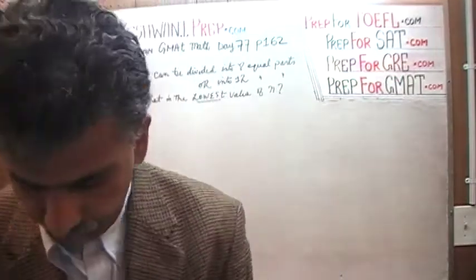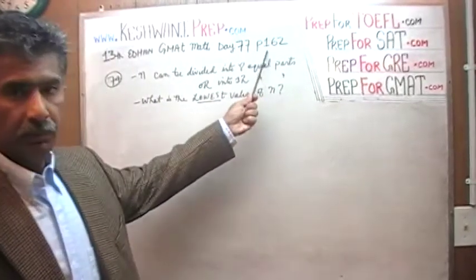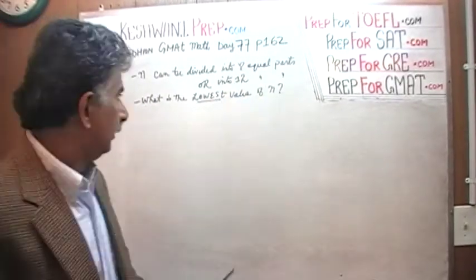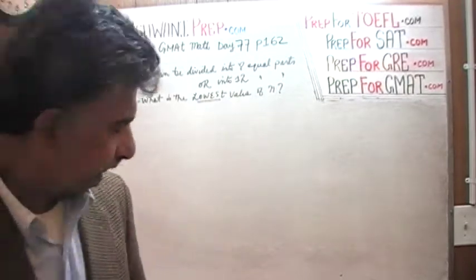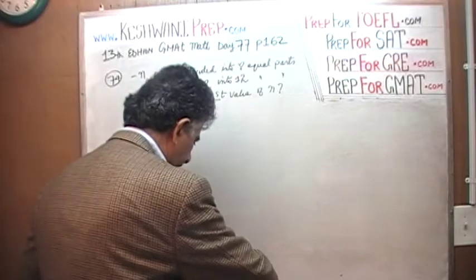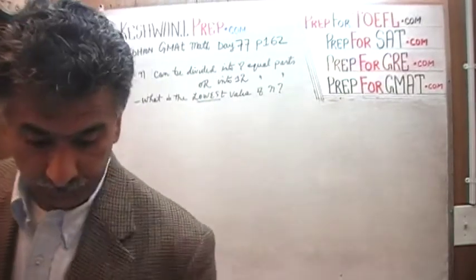The problem that we are about to solve is the one that you will find on page number 162, and today is our lesson number 77. Problem number 74 is what we're going to do right now. It says, a gym class. It's important that you turn to the page and read the problem to yourself.